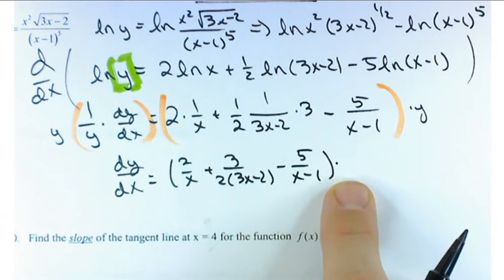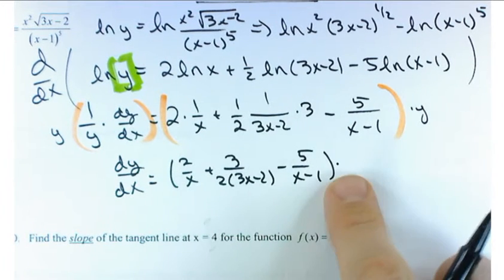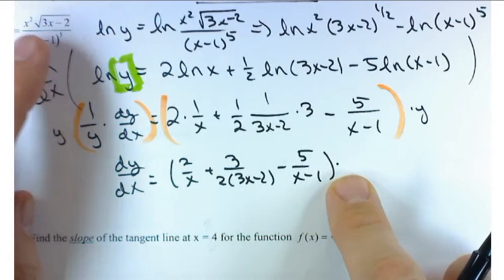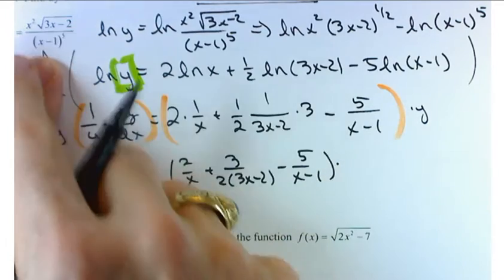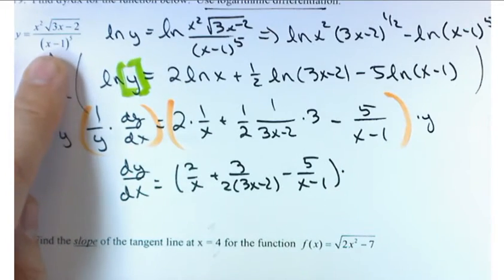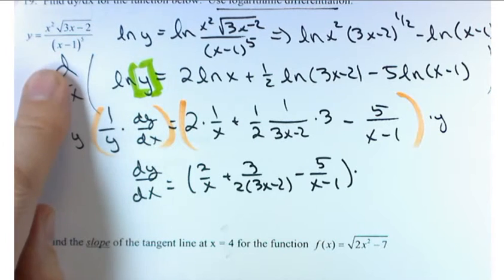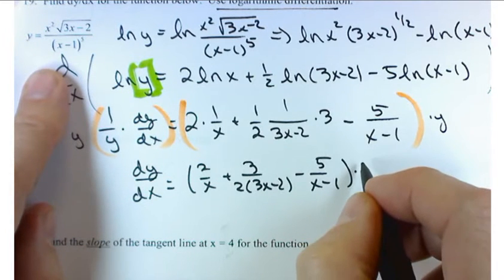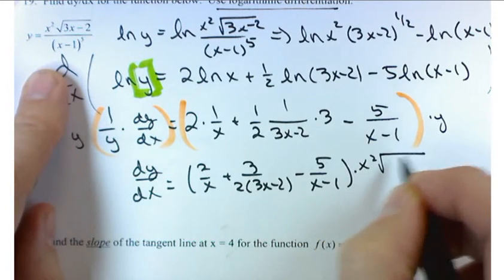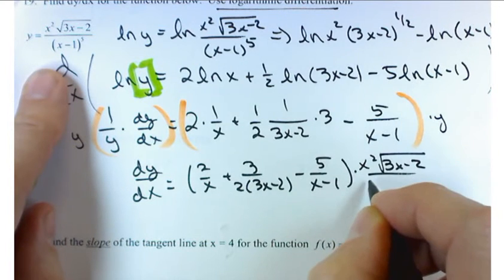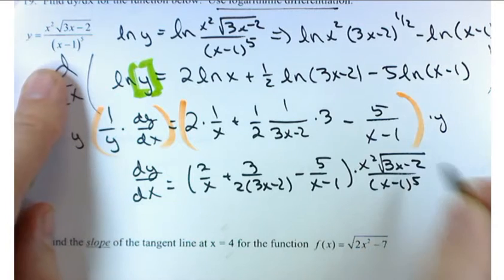But let's save ourselves a little bit of writing here. Instead of writing this all over again and putting a y here and then replacing it, let's just put in what y represents. Y was initially defined as this function. So it's times x squared square root of 3x minus 2 over x minus 1 to the 5th.